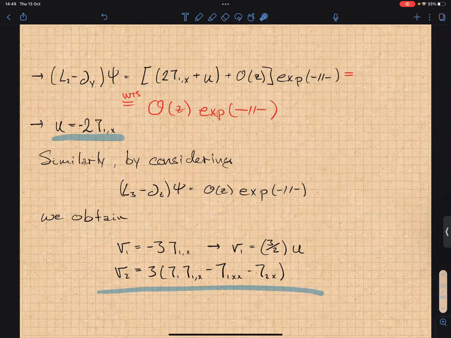And similarly, if we look at the expansion of this term, we're going to get the following relations or conditions for the V1 and V2 coefficients. And in here, you can note that V1 and U are equal to each other up to a multiplicative constant: 3/2 V1 is equal to 3/2 U. So that's what I had in the previous computation.